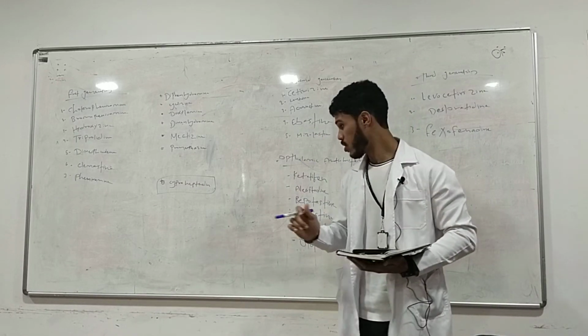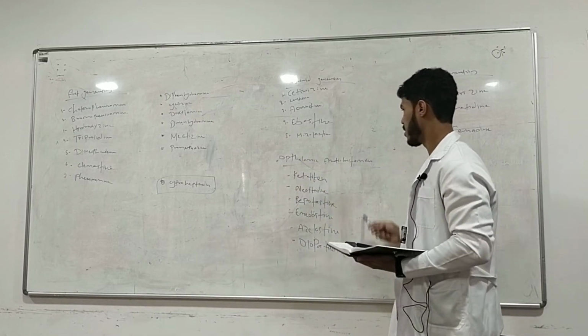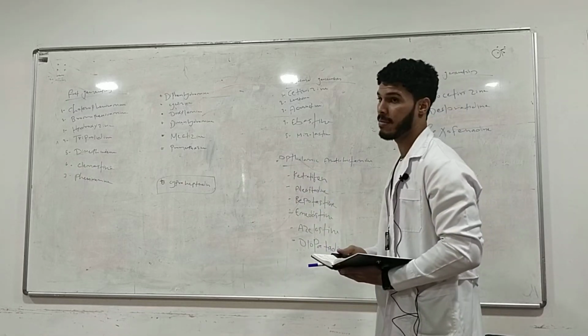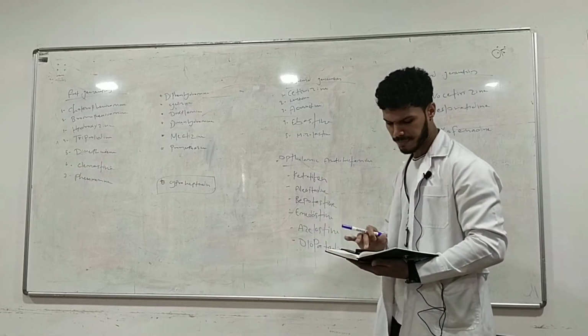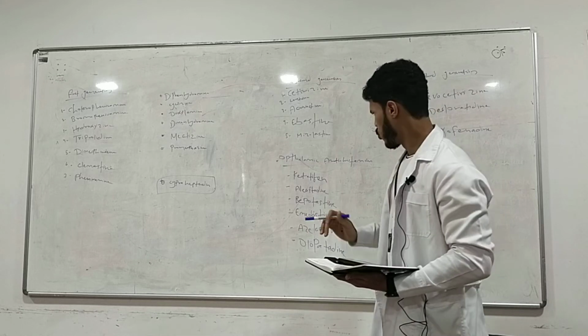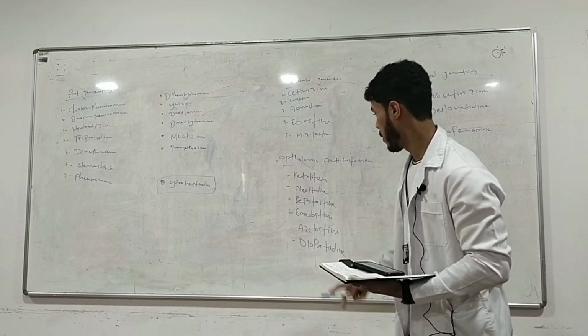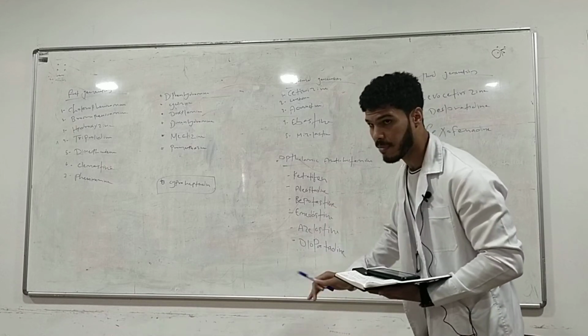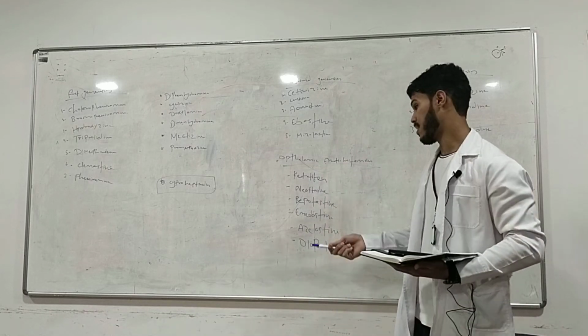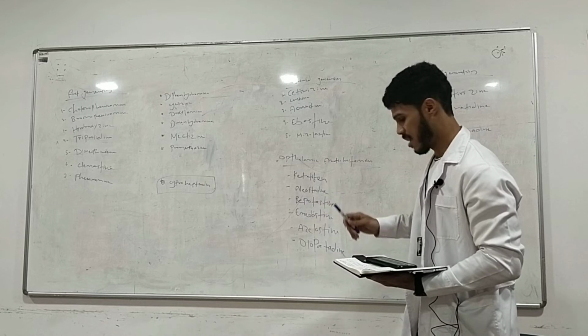Okay, so apart from this is the ophthalmic antihistamines. Ophthalmic antihistamines are usually used in conjunctivitis of the eyes. Okay, they are all acting the same way. There is no off-label or extra use of these medications.